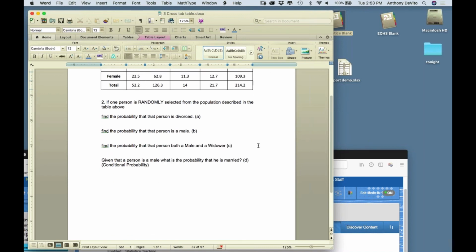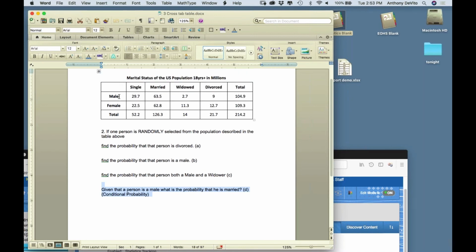Now we're going to get to the point that you started to hit on there, which is important. Given that the person is male, what's the probability that he's married? There's a special name for that. That's called a conditional probability. Given that the condition, the person is male, is satisfied, starting with that, what's the probability that he's married?